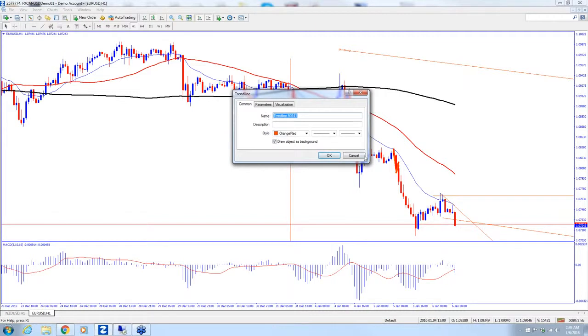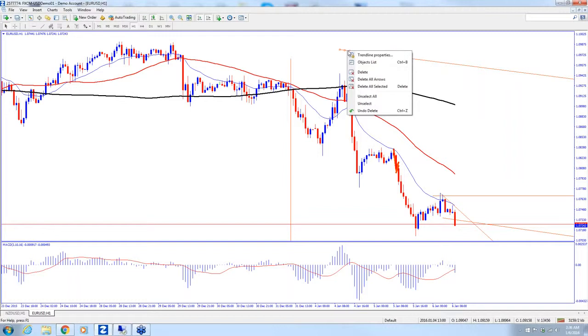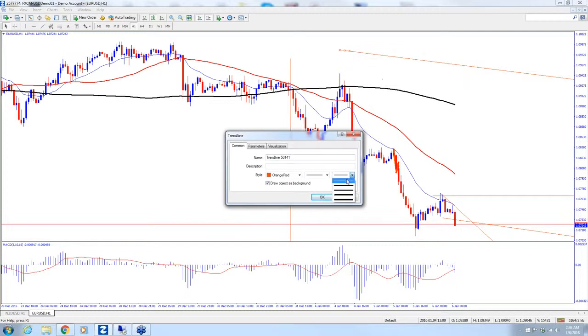So right here, one more time, you right click. You see the double left mouse click, right click, trendline properties. Right here, make it thicker. Do whatever you want, guys. This is your life. This is your world.